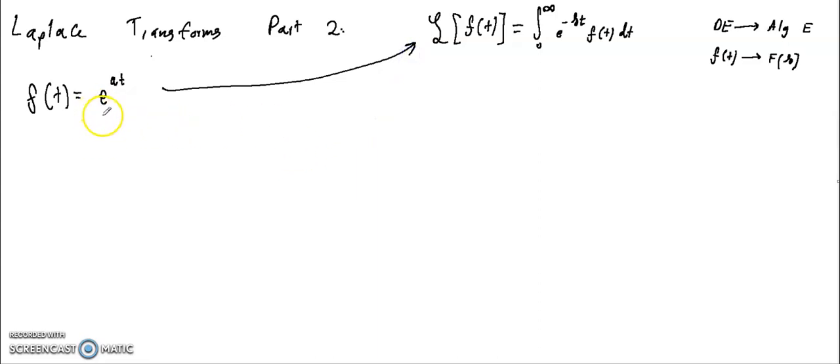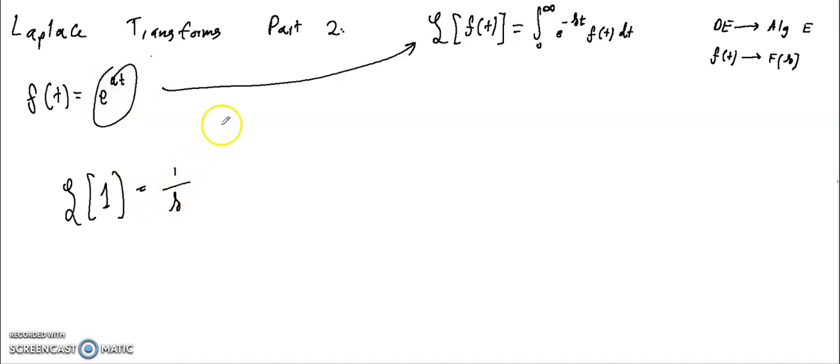So the function we're going over this time is f of t equals e to the at, and we want to find the Laplace transform of that. Last time we found that the Laplace transform of 1 just equals 1 over s. And we're going to get a more elegant solution for this complicated thing. But anyways, let's jump right into it.